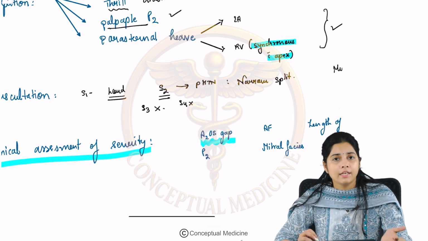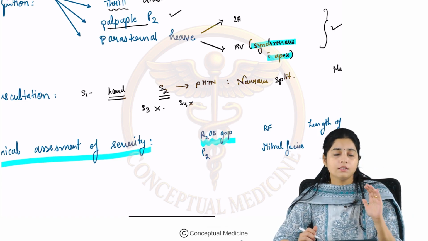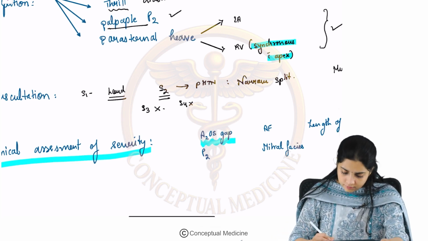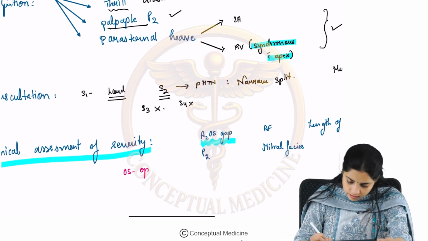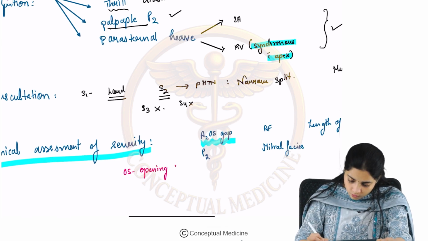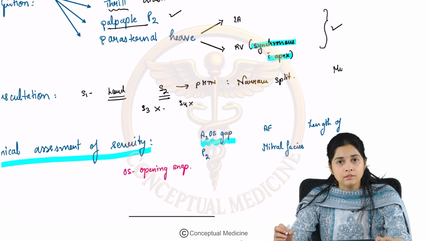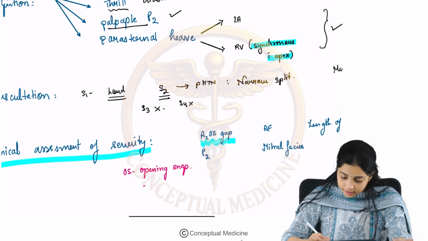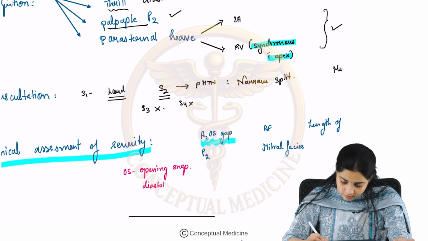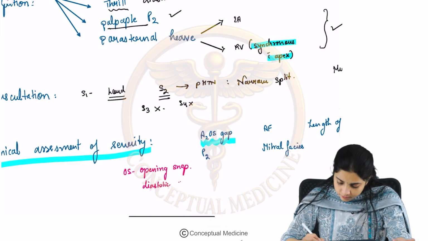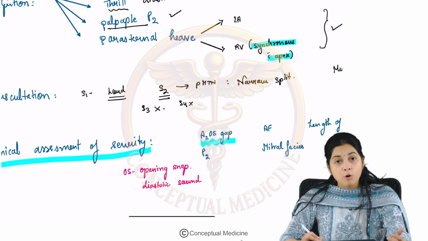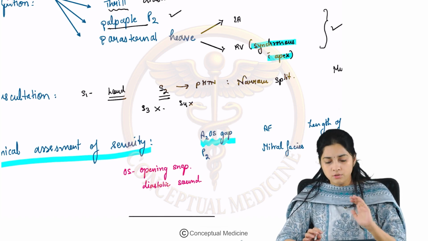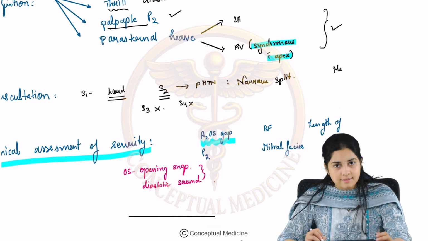Now we have learned, and again I would like to emphasize the lecture on heart sounds, there is a specific sound which is the OS, which stands for the opening snap. The opening snap is a diastolic sound which occurs due to opening of a stenosed mitral valve. A normal mitral valve will not cause an opening snap. So a stenosed mitral valve causes an opening snap.